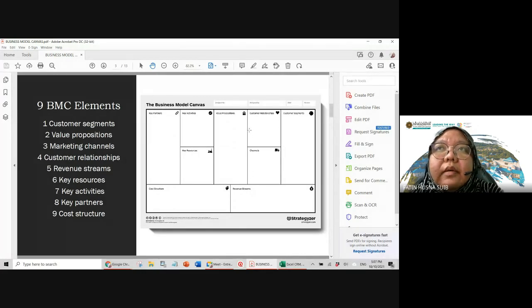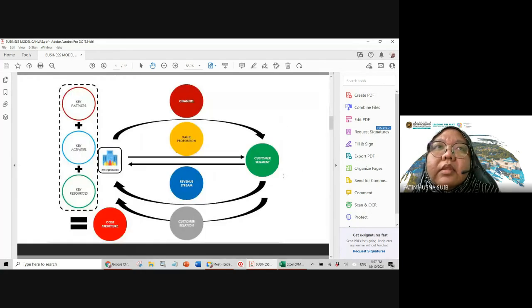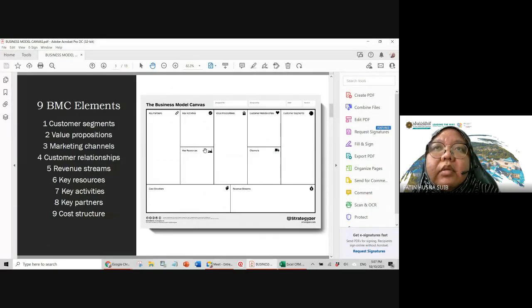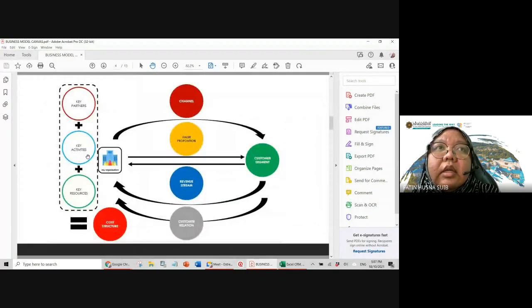So basically, you can do whichever box you want, but I would suggest starting with customer segment first. Customer segment first, then you can do whatever. But I would suggest you start with customer segment first. So basically, key partners are related to channels. Key partners will relate to channels. Key activities and key resources equal cost structure and so on. So basically, I will explain this to you one by one.